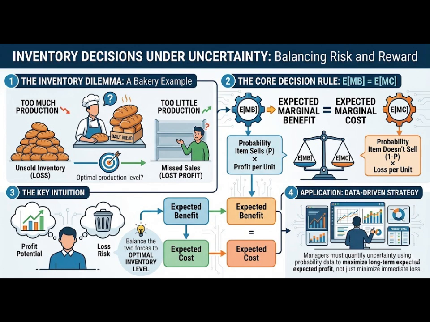So the decision rule is expected marginal benefit is equal to expected marginal cost. In other words, EMB is equal to EMC.